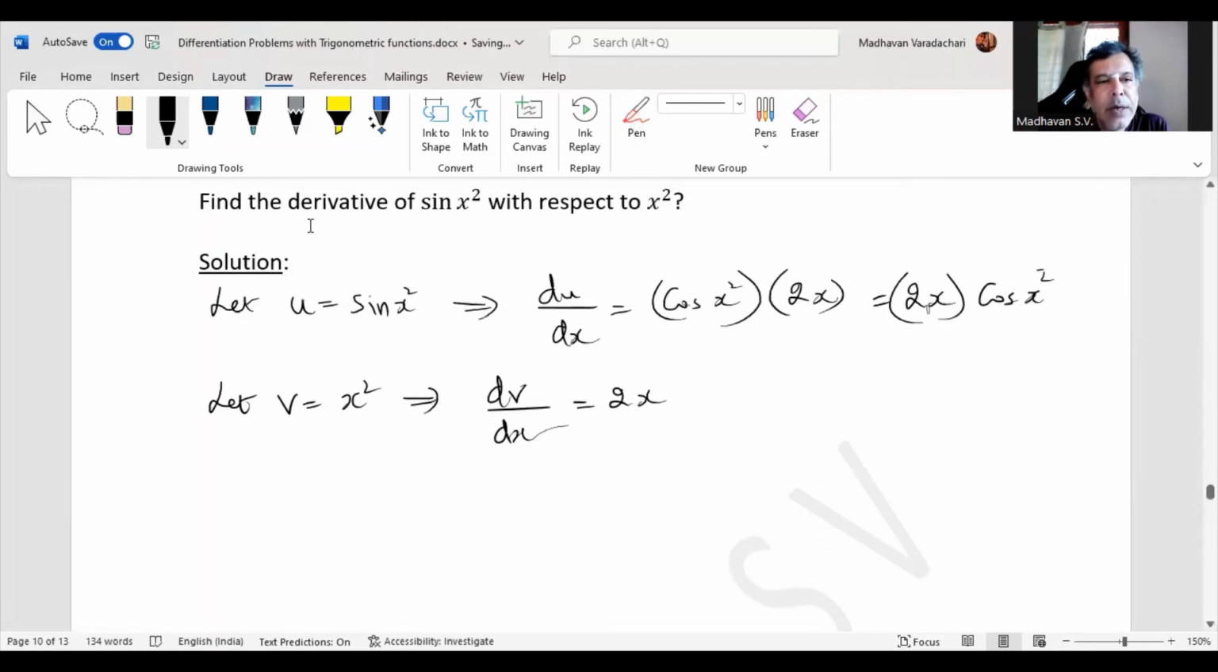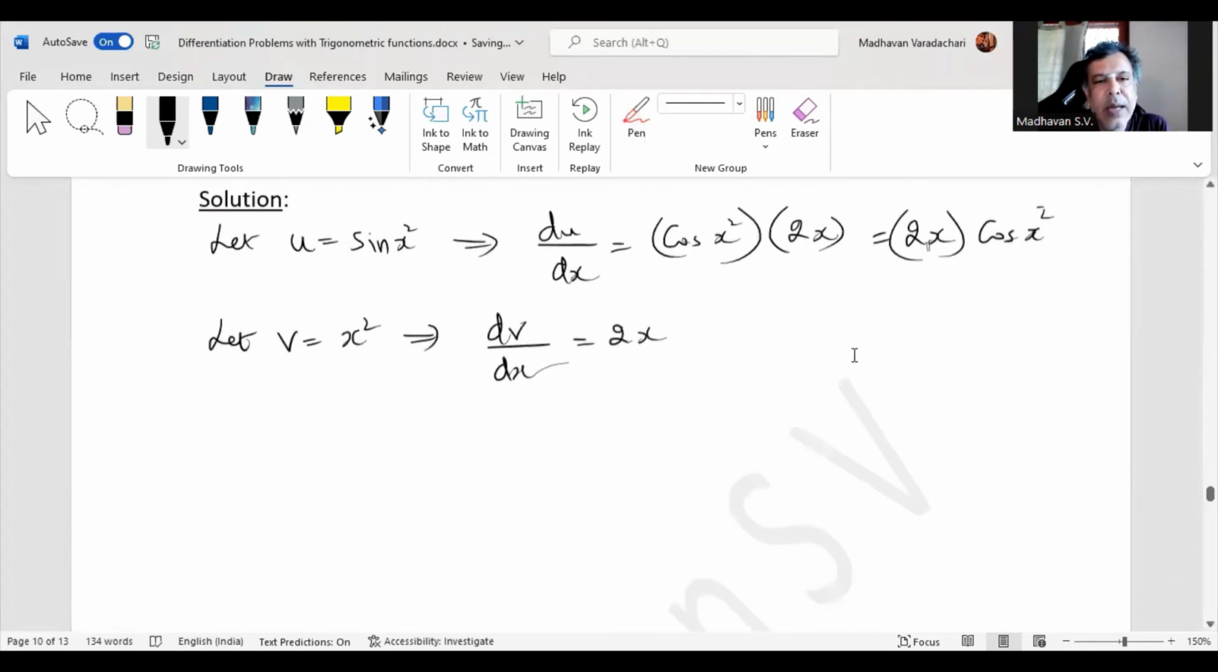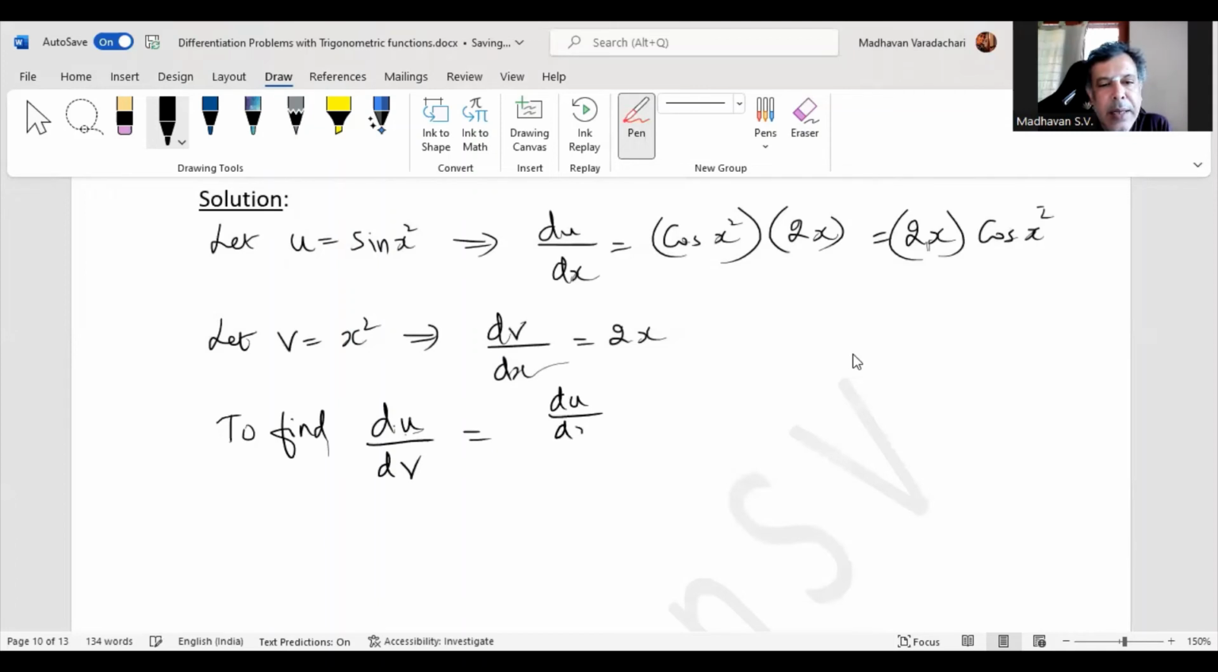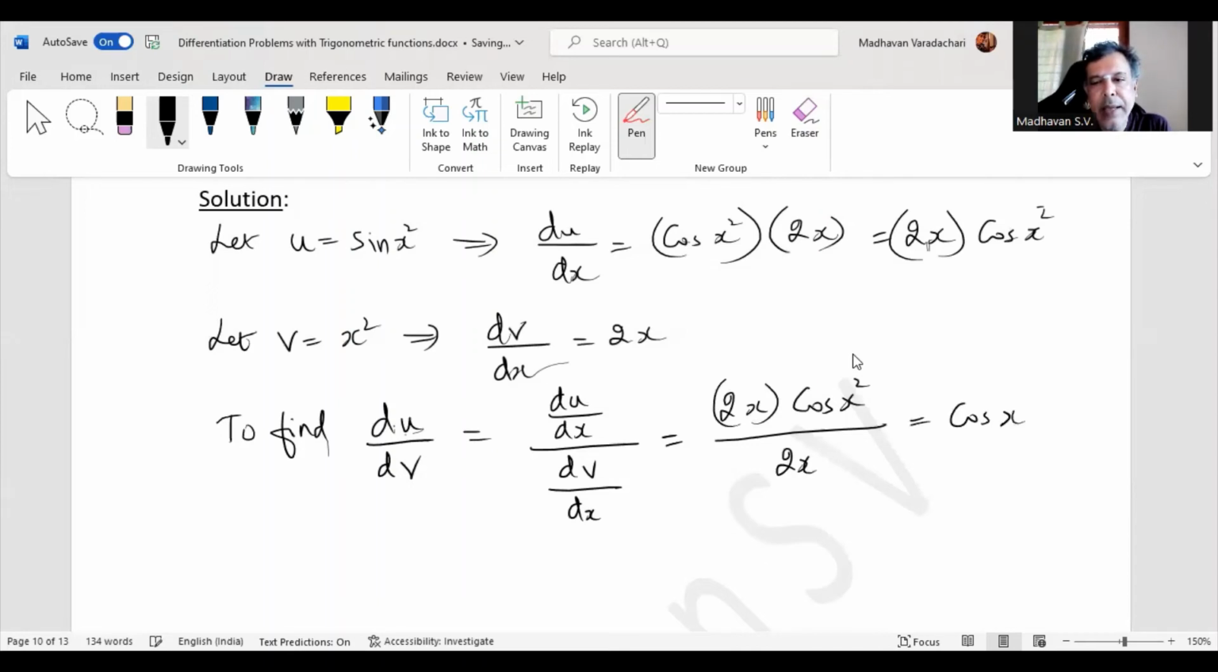So if I want derivative of sine x square with respect to x square, it means that to find du by dv. Du by dv is nothing but du by dx divided by dv by dx. Du by dx we already found out, it is 2x times cos of x square, and dv by dx is nothing but 2 times x. So the result is cos x square.